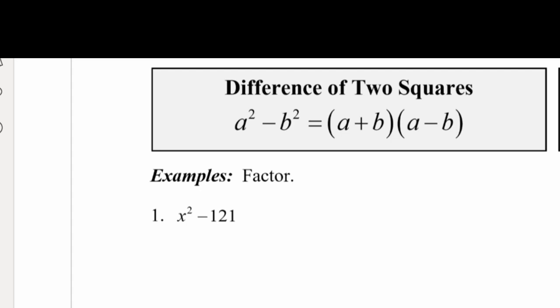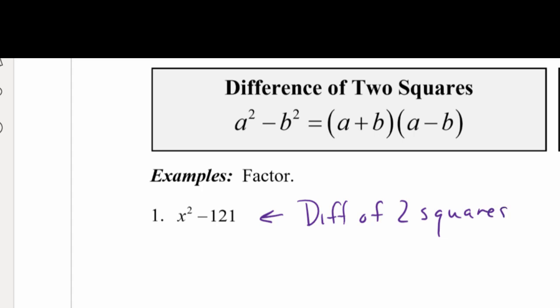So look at number one here, x squared minus 121. You can see that we have a binomial, so we have two terms. And you can see that it's a difference because there's a subtraction sign between the two terms. And the first term is a perfect square, x squared. And then the second term is 121, which is 11 squared. This first example would be a very good example of a difference of two squares.